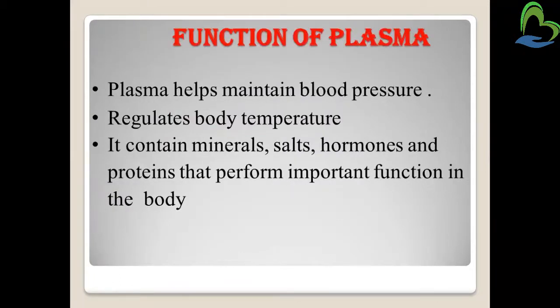Now the functions of the plasma. It helps in the maintenance of the BP, right? In the maintenance of the BP, it is the main part. Now, it regulates body temperature. It contains the mineral salts, hormones, and the proteins that perform important functions in the body. As we see, the six components are present in the plasma. So all those six components are very important for our body. So automatically the plasma is important in our body.